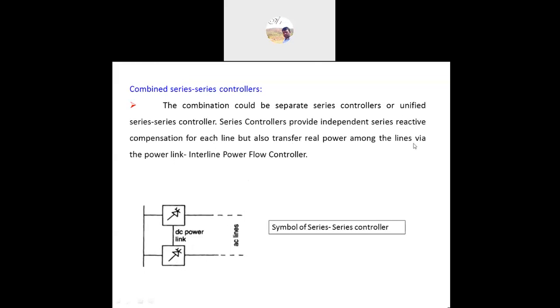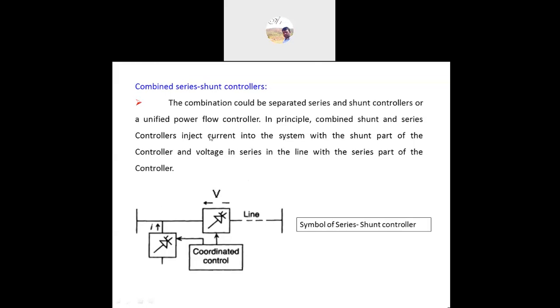Here, the combined series controller. Whatever power electronic controllers we are using, both are connected in series, and one of them injects the voltage. How? The series control device controls the impedance of the series reactor. It also transfers real power among the lines via a power link. So it will inject the voltage. Series means voltage, parallel means current. It injects voltage into the transmission line.